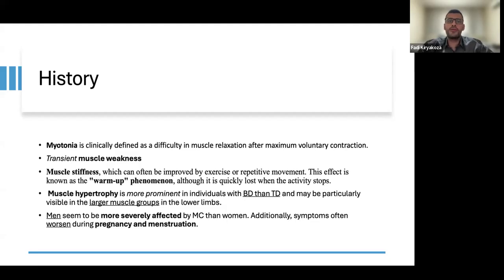For example, if we ask the patient to make a fist, at first he will not be able to release his hand, but after 5 or 6 attempts, he will be able to do so. Muscle hypertrophy is also a feature that is more commonly observed in Becker disease than Thomson disease, and it is particularly variable and visible in large muscle groups in the lower limbs. Men seem to be more severely affected than women, but symptoms often worsen during pregnancy and menstruation.